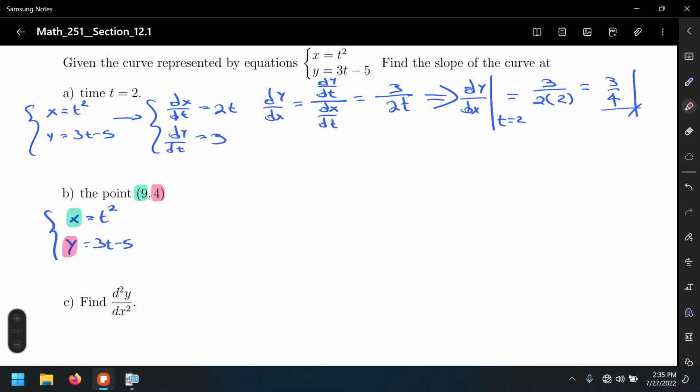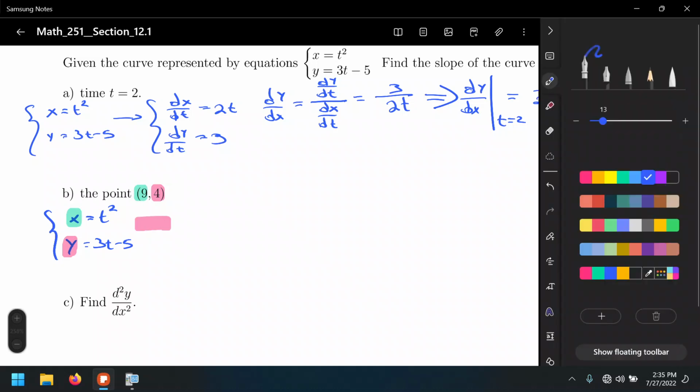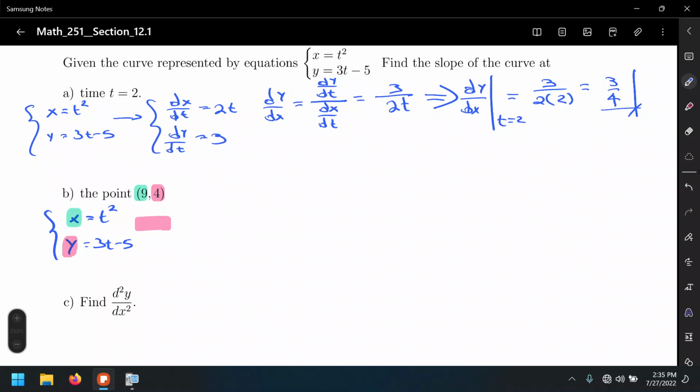That is, 9 equals t squared and 4 equals 3t minus 5. So we need to solve the equation for t, but notice in this case we have two options.